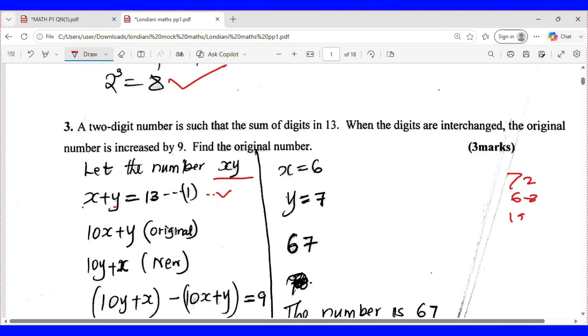Let's now go to when the digits are interchanged. Remember, initially we had xy. Now we are going to interchange it to be yx. So this is the ones and this is the tens. Now y is going to be in the tens place and x will be in the ones place. Very important. So the original number, when we add the digits, is 10x plus y. Where did I get the 10x? Because this x is in the tens place, so x has tens place value. So this is the original number.